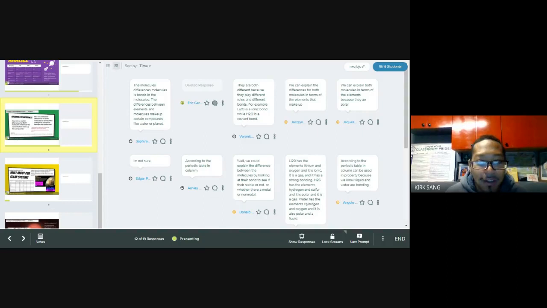So go to the chat. Let's see if we can identify whether these elements are metallic or non-metallic. Lithium, drop that in the chat. Is it metallic or non-metallic? Lithium, Li, metallic or non-metallic?